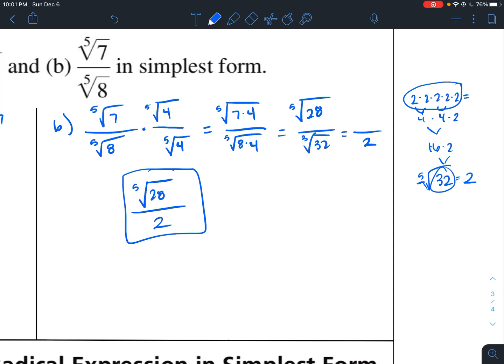So you see here, I saw that I had a radical in my denominator, and I don't want that. So I just had to think of a way to get rid of the radical.